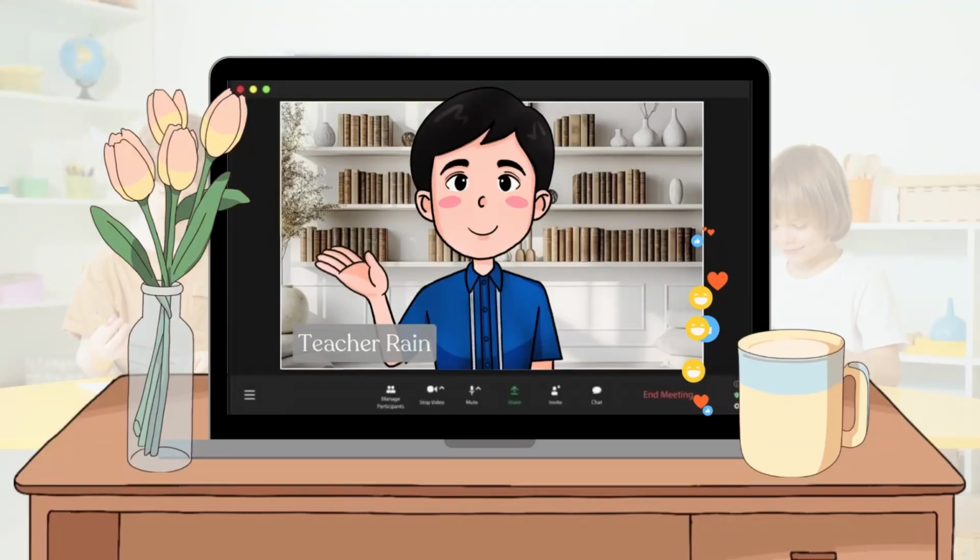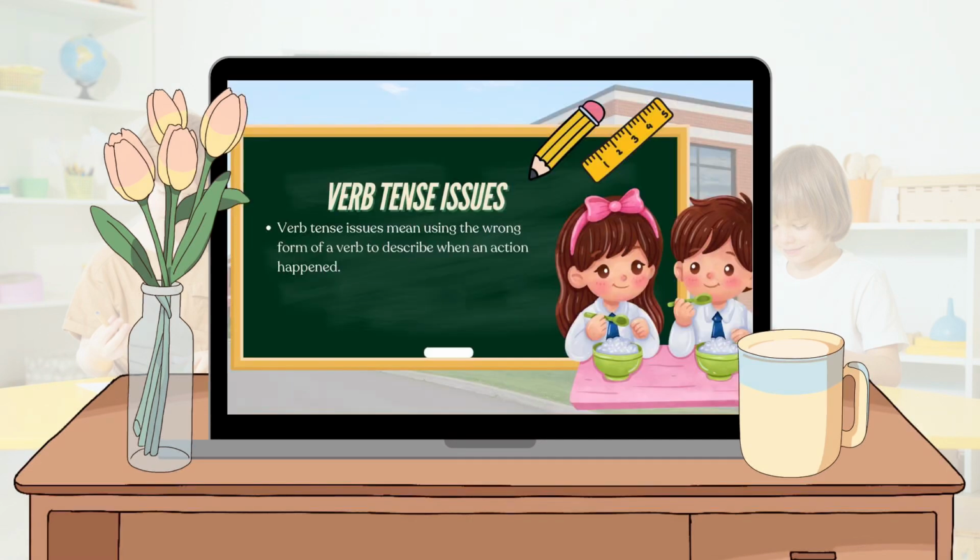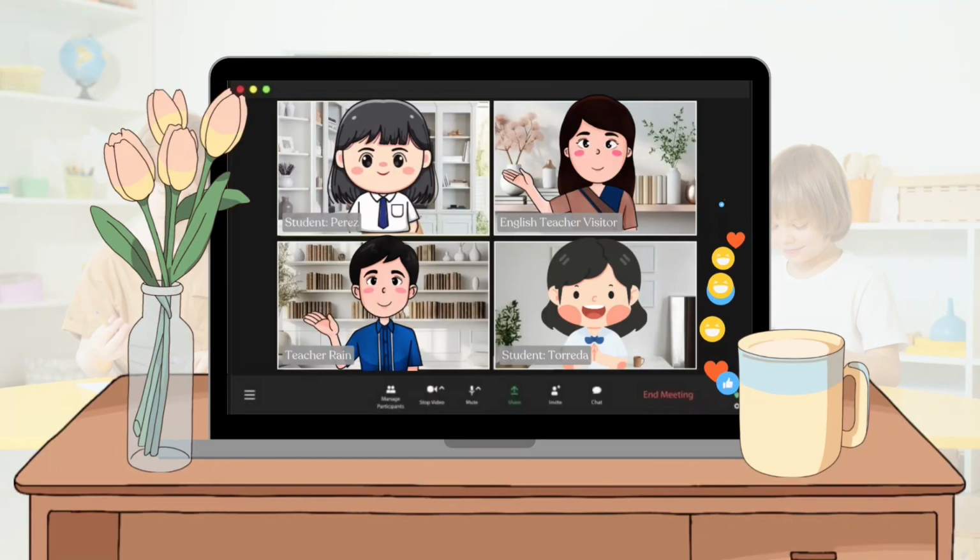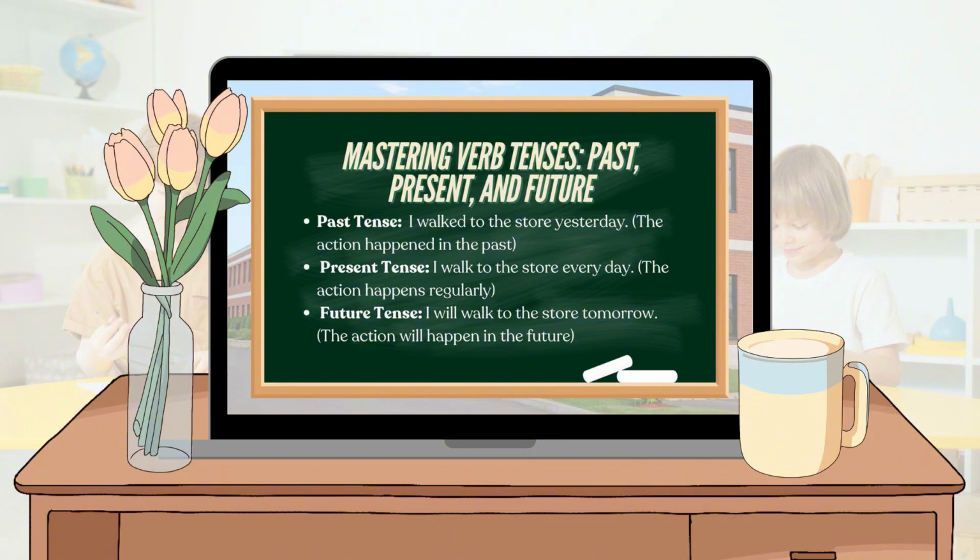Okay, class. Now let's move on to another common error. This is verb tense issues. Verb tense tells us when an action happened. There are different tenses in English, such as the past tense, present tense, and future tense. English as a second language learners may struggle with using the correct tense in their writing.